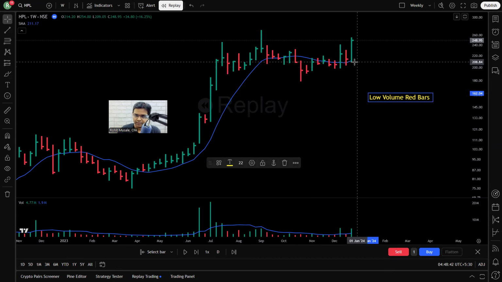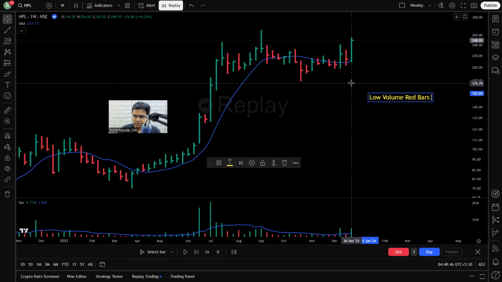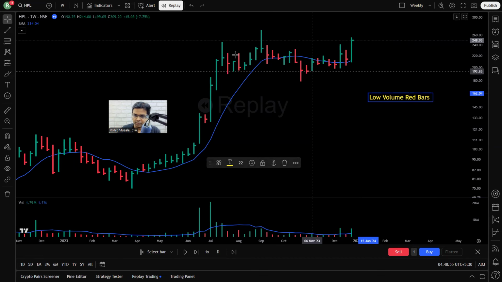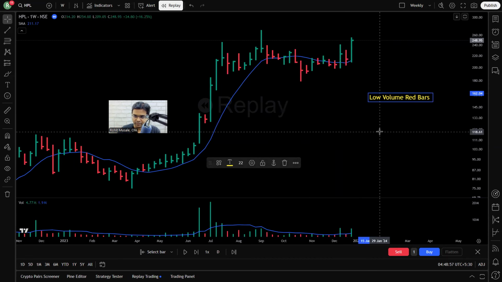By the way, this is an old time frame chart. So this is 26th of December 2023. So as per the regulations in India, we are allowed to discuss this chart. So low volume red bars, that is a point in our favor.